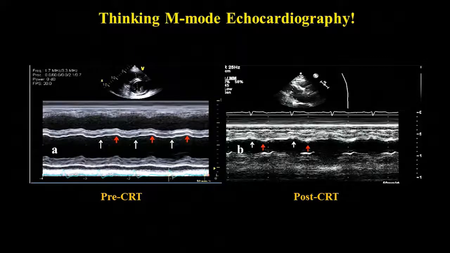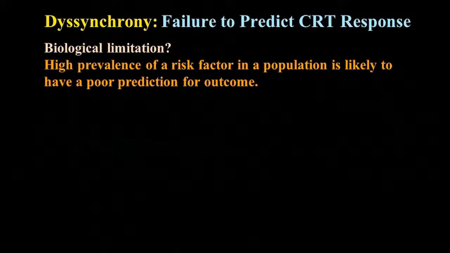Look at how wide the left ventricle was. This is the left ventricular cavity, and look how narrow and small the left ventricle has become now. Okay, so it has resulted in reverse remodeling. Your LV size has shrunk. The LV contractility has improved.